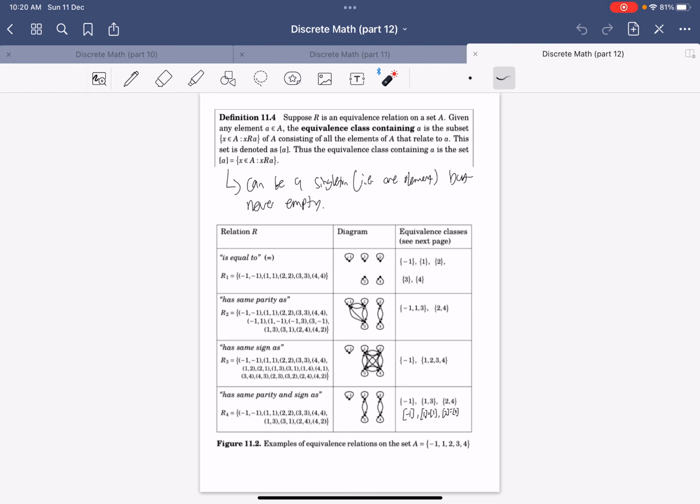So it can be a singleton because A can be related to A as itself. For example, the -1, they are all grouped together, grouped as itself only. But it can never be empty because R is an equivalence relation. And so we'll always know that the equivalence class will contain A itself. Like this is a singleton, it will contain -1 itself, even if it's grouped alone.